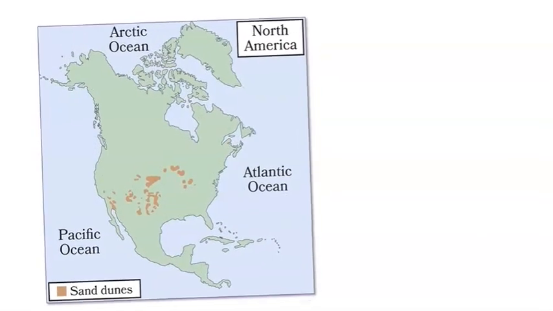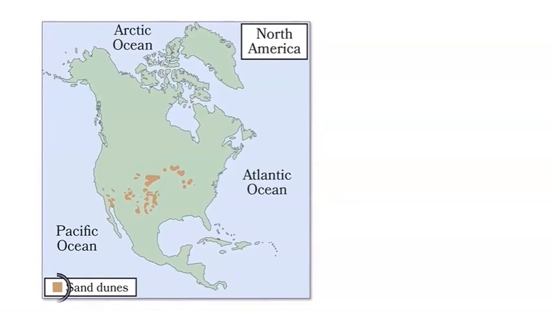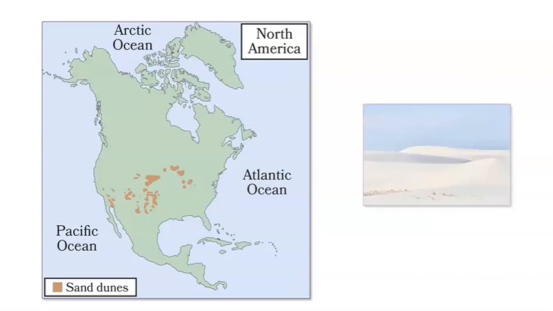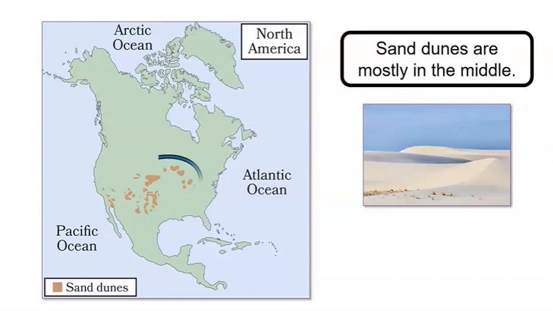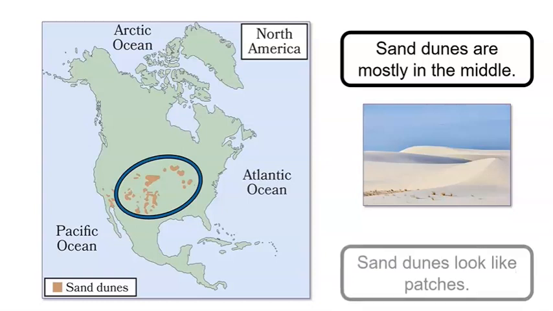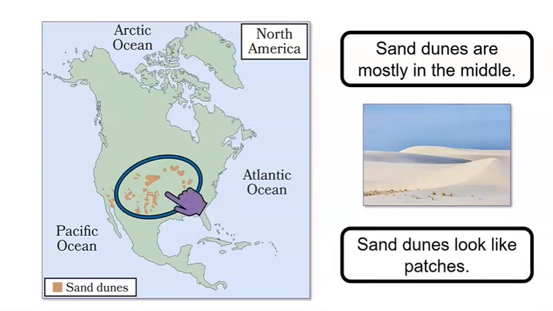Next, let's look at the map of the sand dunes. This map is a map of sand dunes. This color shows where sand dunes are on the map. Do you remember what sand dunes are? Sand dunes are hills made of sand. So what do you notice on this map? Point to where you see sand dunes on the map. I notice that the sand dunes are mostly in the middle of the continent. I also notice that they look like patches.